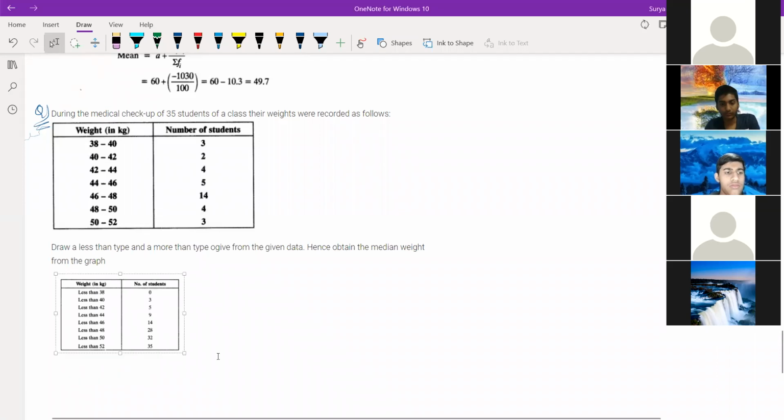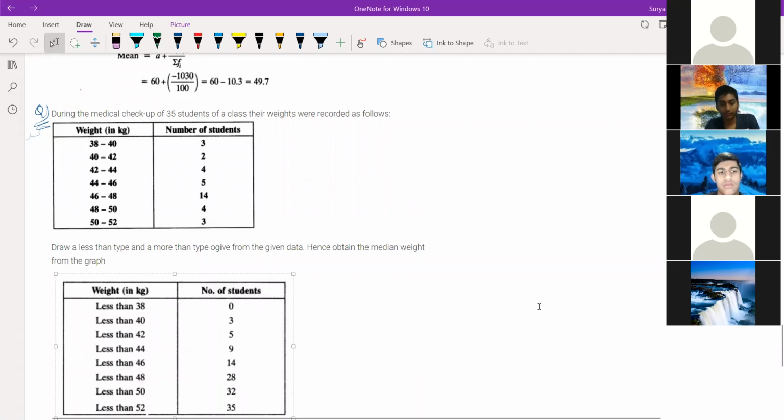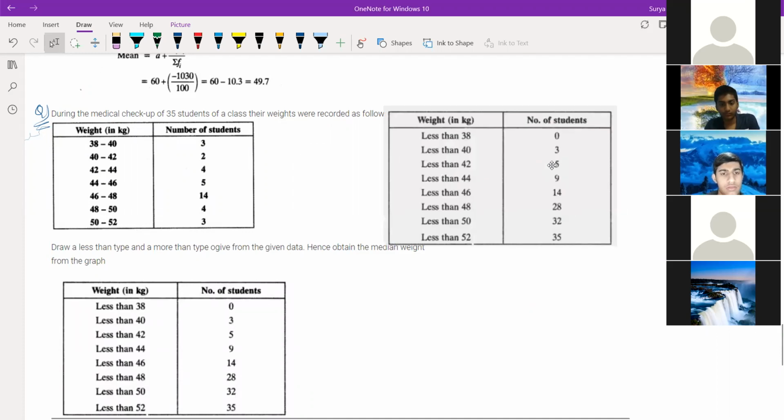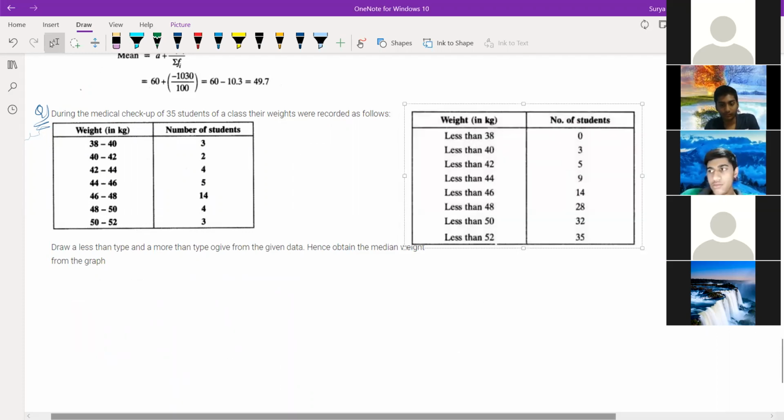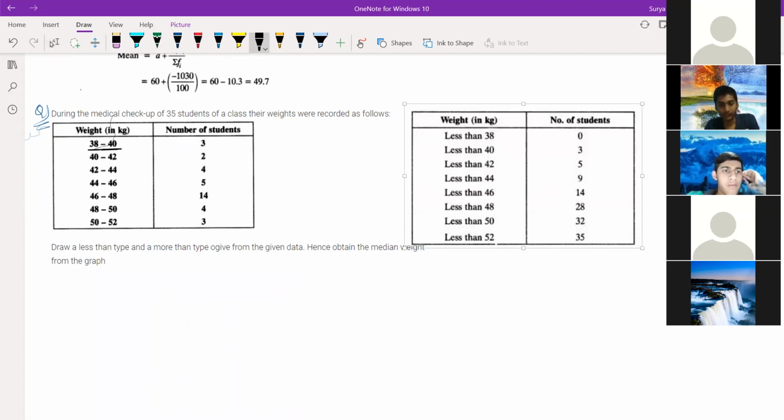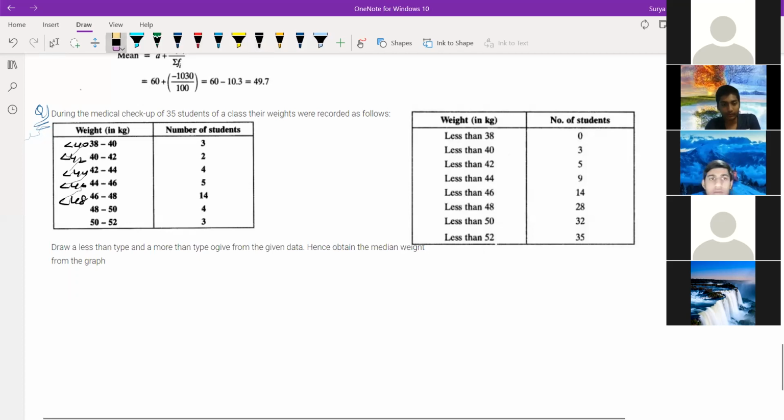See, this is a table for less than type. This is 38 to 40. It means that less than 38 is what? 0, right? Or you can start from less than 40. Less than 42, less than 44, less than 46, less than 48. I told you in the last class. Yes, I understood this graph.